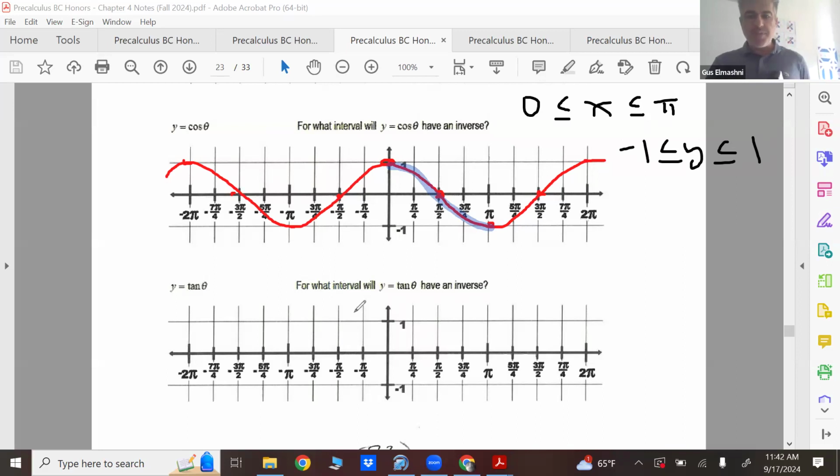All right, then let's look at tangent. Remember, tangent looks like this. Do 3 cycles, just because I feel like it.